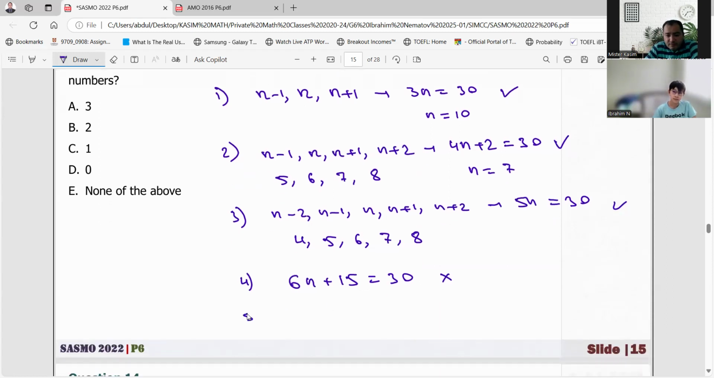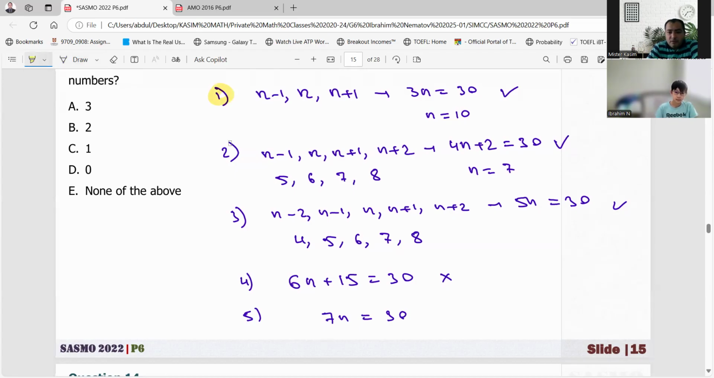If it is 7, we know that n minus 3, n minus 2, n minus 1, n plus 1, n plus 2, n plus 3, n plus 4, right? So which is 7n. Simple. It's just 7n is equal to 30. It doesn't have a solution. And others are not possible. They are not whole numbers. So we have only 3: 1, 2, and 3, right? Yeah, so it should be 3.